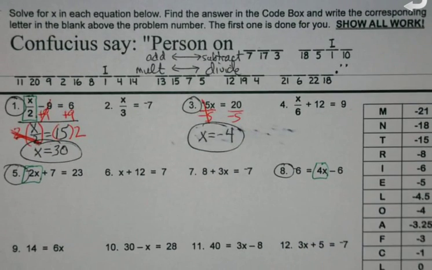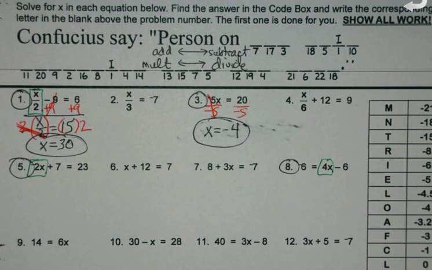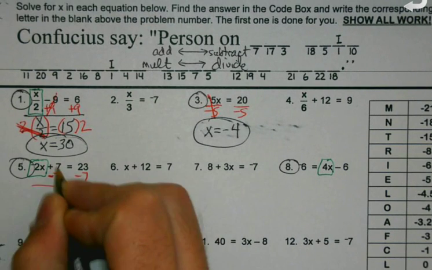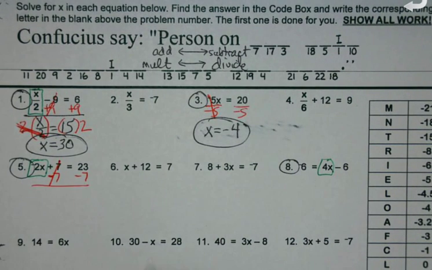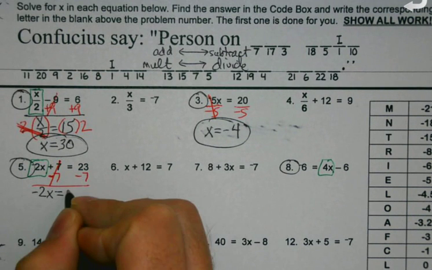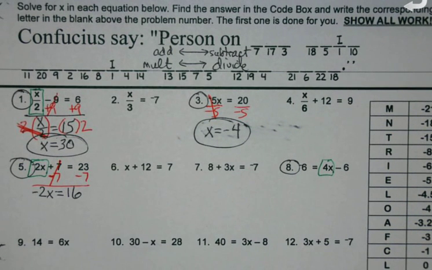But number 5, we're back to having to deal with the box. How do I get the plus 7 out of there? Subtract it. Now I've got what was in my box by itself. 23 minus 7 is 16.